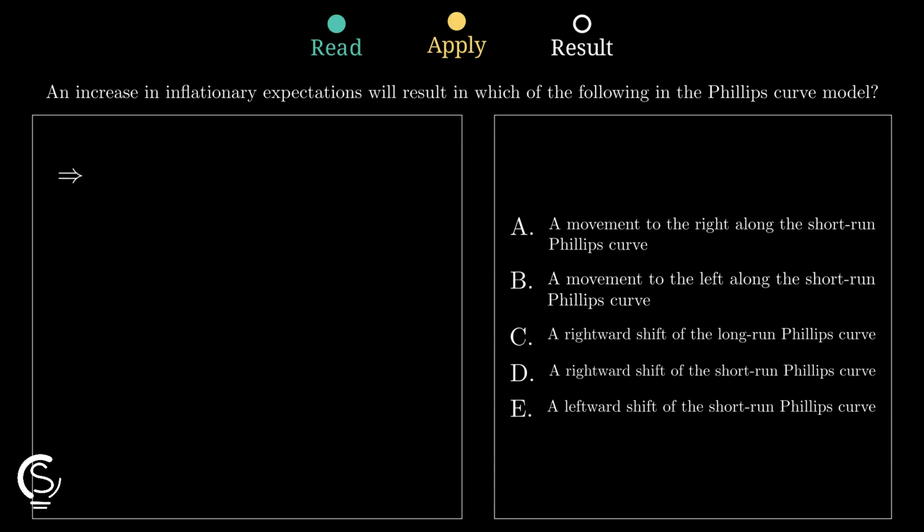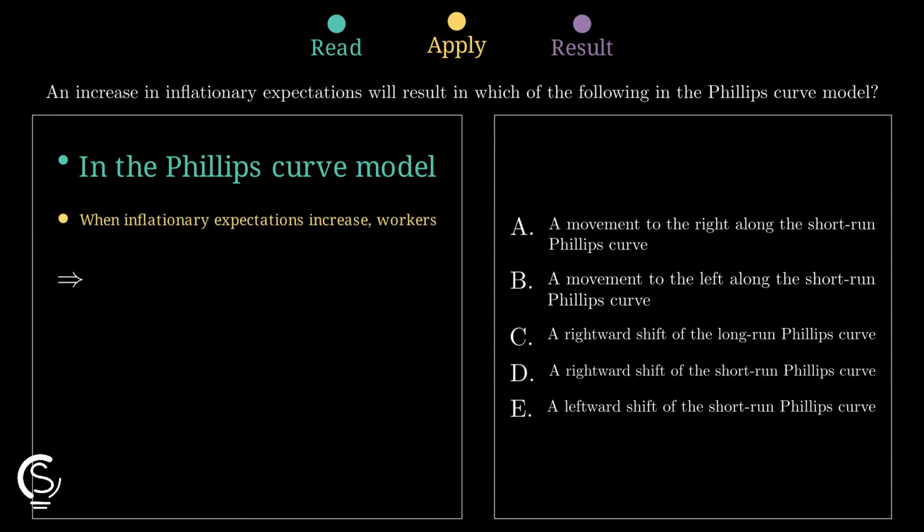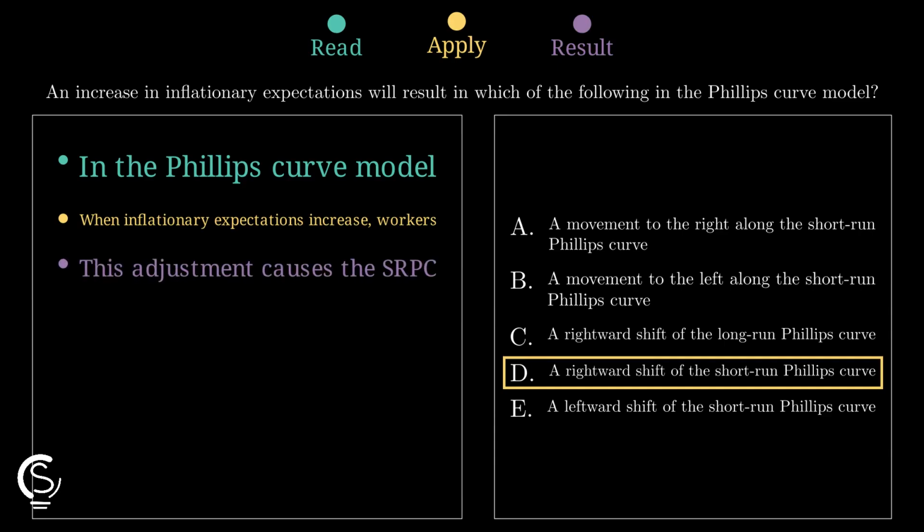When inflationary expectations increase, workers expect higher prices, so they push for higher wages, and firms facing higher costs raise prices at every unemployment level. That matters. That adjustment shifts the short-run Phillips curve rightward, not the long-run curve, or just along the same curve, so the correct choice is D.